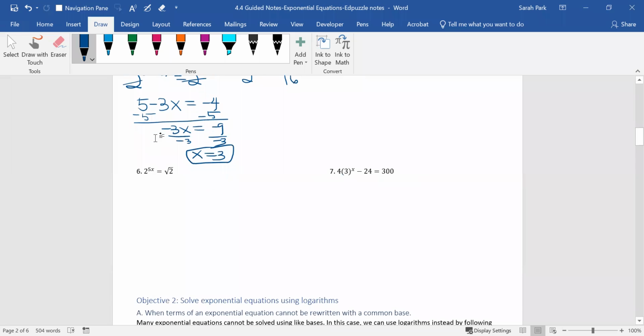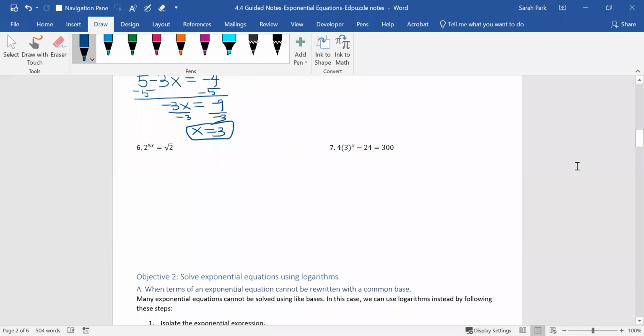Okay, moving on to 6, we have 2 to the 5x equals square root of 2. Now you see that they're both 2's, but the right-hand side is not expressed as the same base, right? There's no exponent there. But we know that square roots can be written as the 1/2 power. And we'll just keep the left-hand side the same. And now we have 2 to the 5x equals 2 to the 1/2.